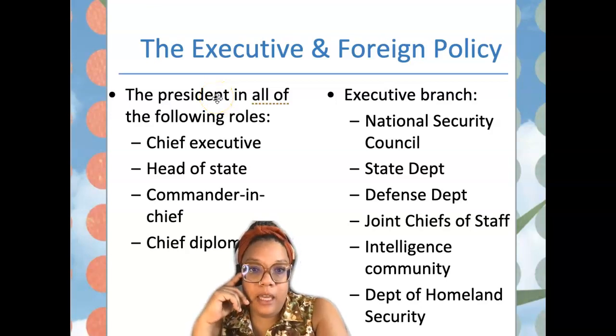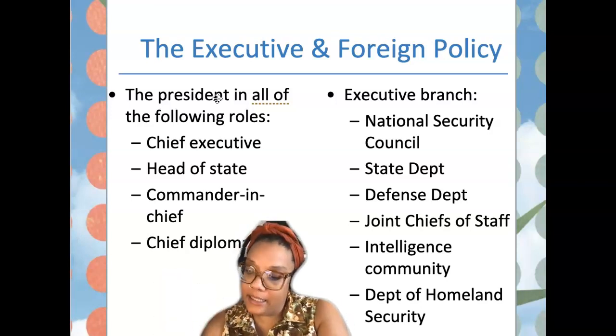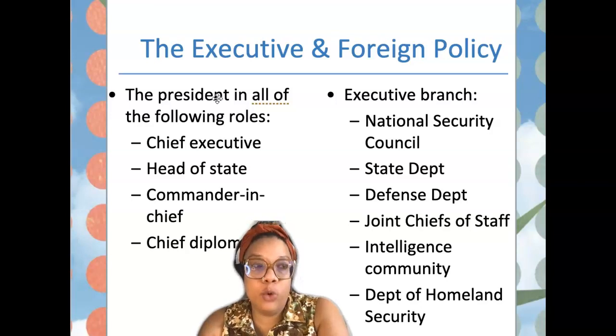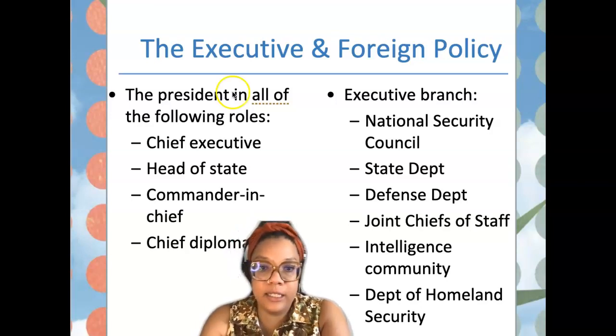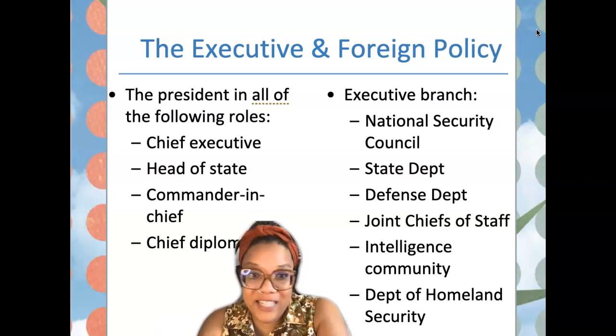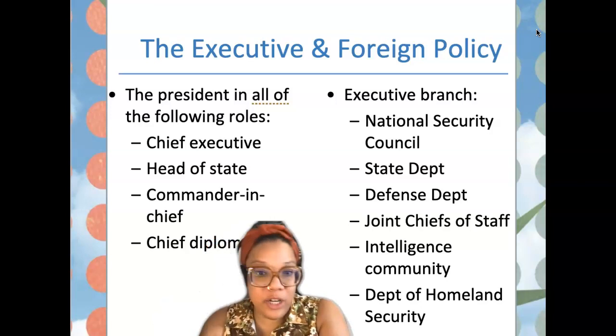All right, so we can think of just how much foreign policy is centered in our government, and just how much of a role foreign policy plays when it comes to different positions of power, particularly the role of the executive, right? Just keep in mind that the president serves in all of the following roles. They are the chief executive, the head of state, the commander-in-chief, and the chief diplomat.